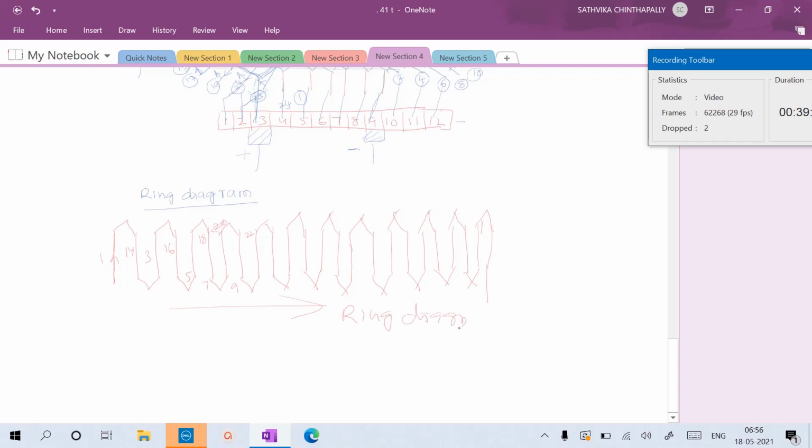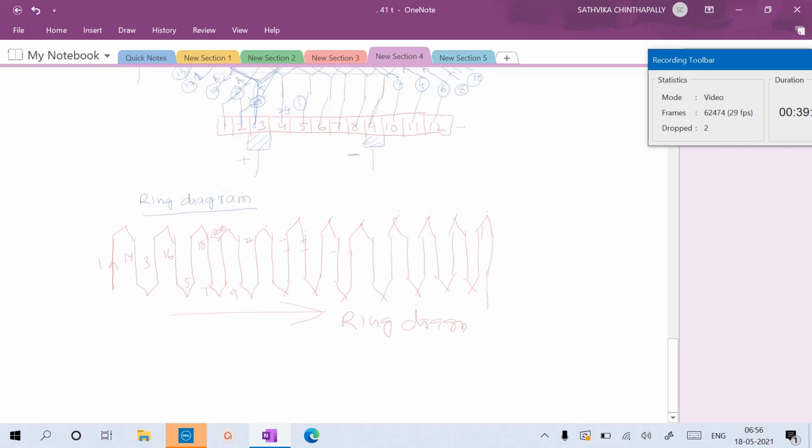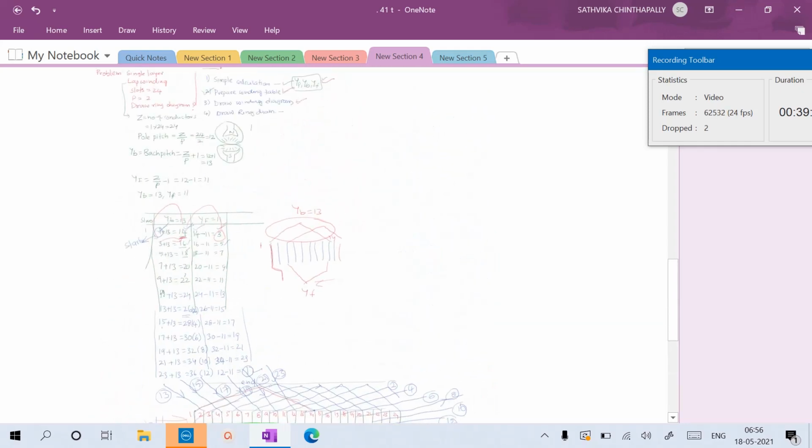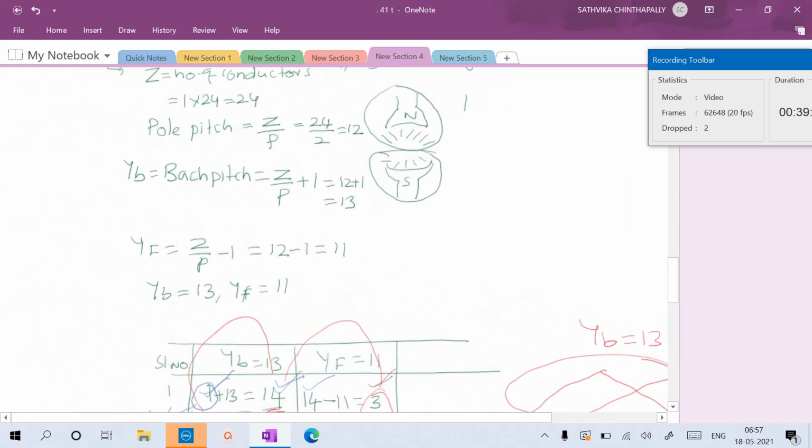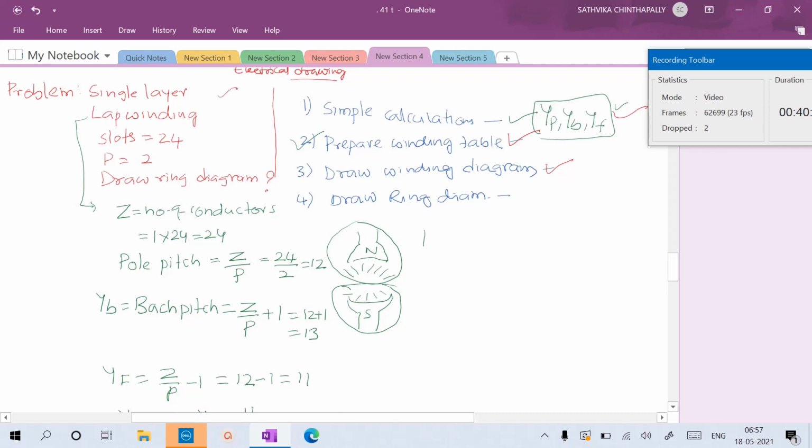Dear students, you label all the parts. What is this conductor, this connector, you label it. So this is the ring diagram. What he has given, he asked the question first of all. This is the given problem: single layer, lap winding, slots 24, number of poles, to draw the ring diagram. For these steps we require simple calculations, prepare the winding table, draw the winding diagram, draw the ring diagram. We have done simple calculations here based on previous knowledge.